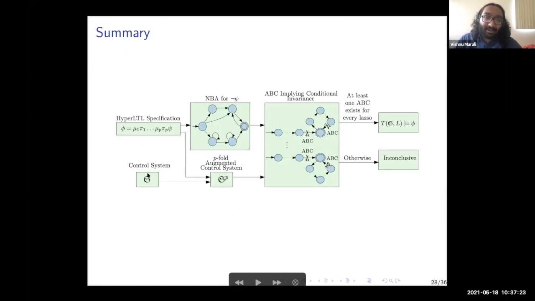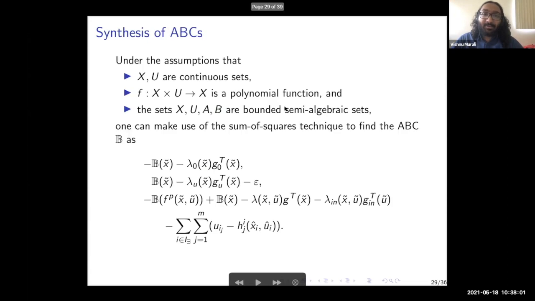In summary, given a control system S and a hyper-LTL specification P, we construct the p-fold composed system S to the P and the NBA corresponding to the negation of P. We find augmented barrier certificates on this NBA, and if we can find such an augmented barrier certificate for some transition pair along every lasso, we infer that the system does satisfy the specification. Otherwise, we cannot conclude that the system does not satisfy the specification, as we give a soundness guarantee but not a completeness guarantee.